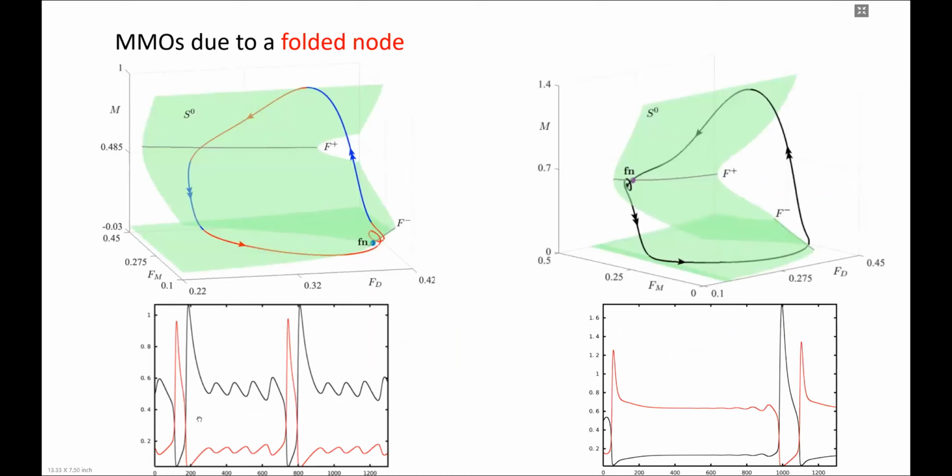As we said, these mixed mode oscillations with an intermediate state closer to depression happen because of the existence of this folded singularity, in this case of node type. But also the MMOs with an intermediate state closer to mania happen because of the existence of this folded node singularity that is located this time on the upper fold of the curve here.